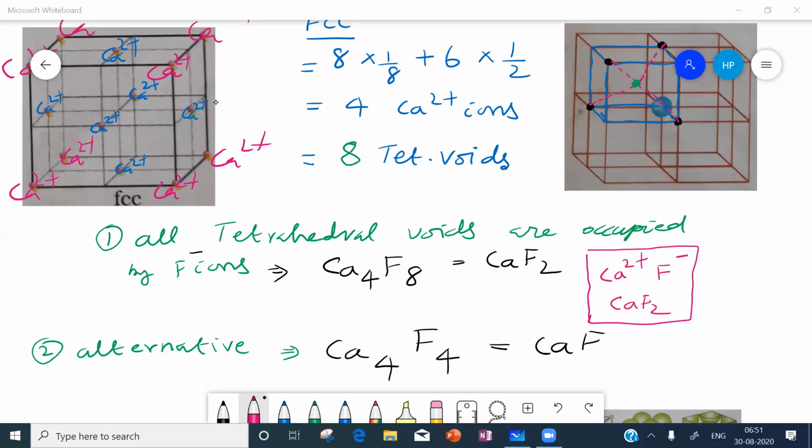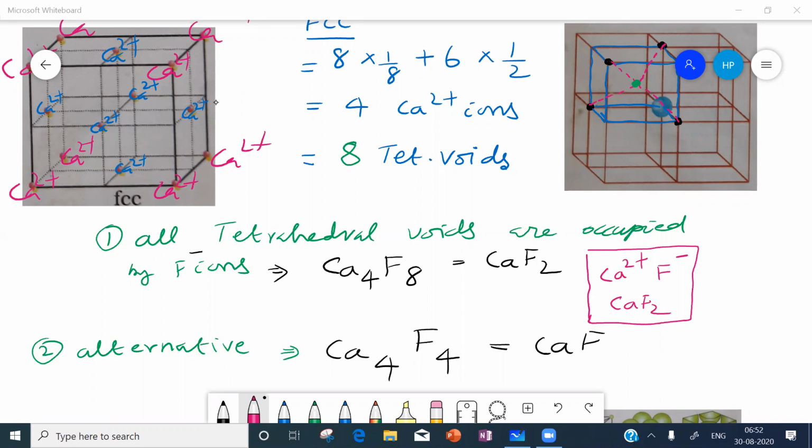One possibility we will consider, all the tetrahedral voids are occupied by F minus ions. Then F minus ions per unit cell will be 8. Why? Because tetrahedral void gives full share. Tetrahedral void is nothing but body center. It gives full share. So if all the tetrahedral voids are occupied by F minus ions, then F minus ions will be 8.